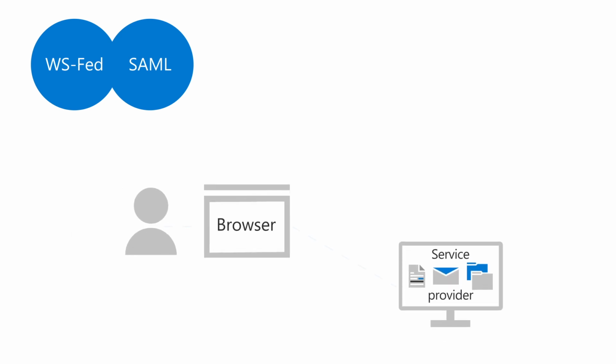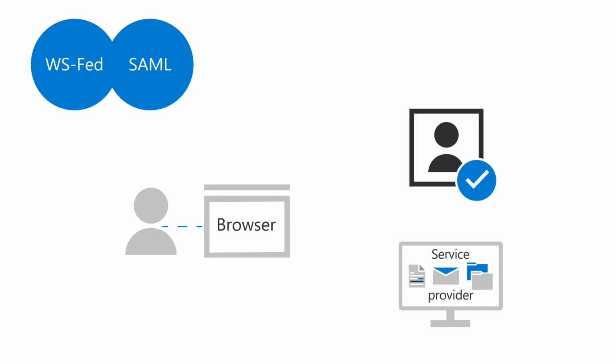WSFed and SAML were initially designed for web-based applications, although with some arm twisting, they can work on other platforms as well. At the end of the day, they're built on HTTP redirects. The user's browser sends an anonymous request to a relying party, also known as a service provider. The service provider says, to get you access, you need to authenticate, and here are the identity providers I trust. The user then picks the identity provider of their choice, or a choice is made for them automatically based on a condition. This process is called Home Realm Discovery, or HRD for short.